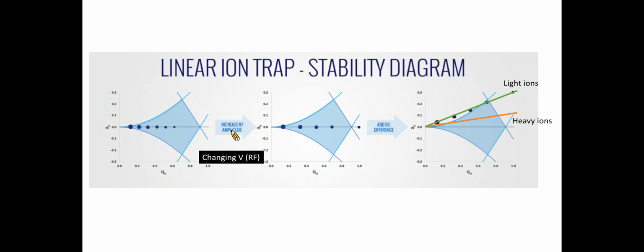When only RF is applied, the ions arrange along the a_u axis, heaviest to the left. If the RF amplitude is increased, the ions move to the right along the q axis. If a small DC offset is applied between the end caps, the ion moves up the a_u axis.